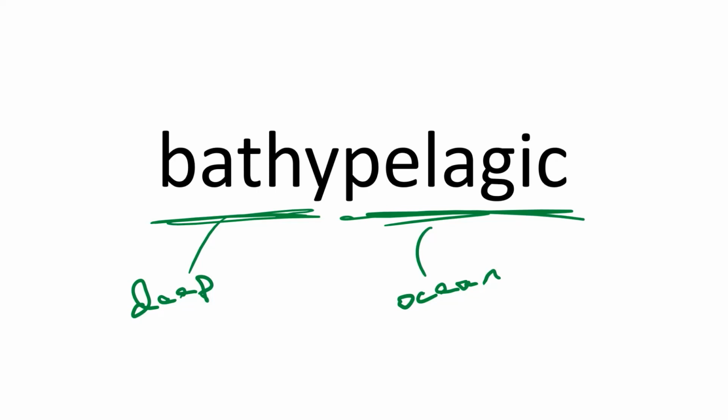But then what's deeper than deep? Well, the bottomless, right? So that would be the abyssopelagic. But then what's even deeper than the bottomless? Well, now you're going all the way down into hell, aren't you? Yeah, the hadopelagic zone. Hado meaning hell, the hellish ocean. So there we go. Bathypelagic zone is the deep ocean. It's one of the five ways to split up the ocean according to depth. Let's move on.